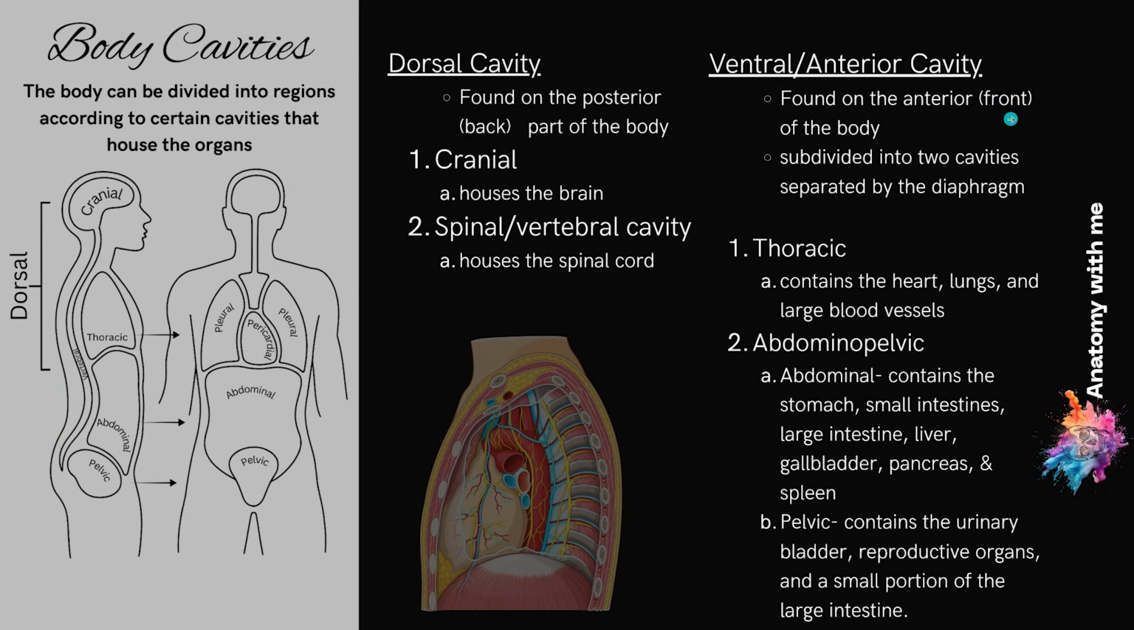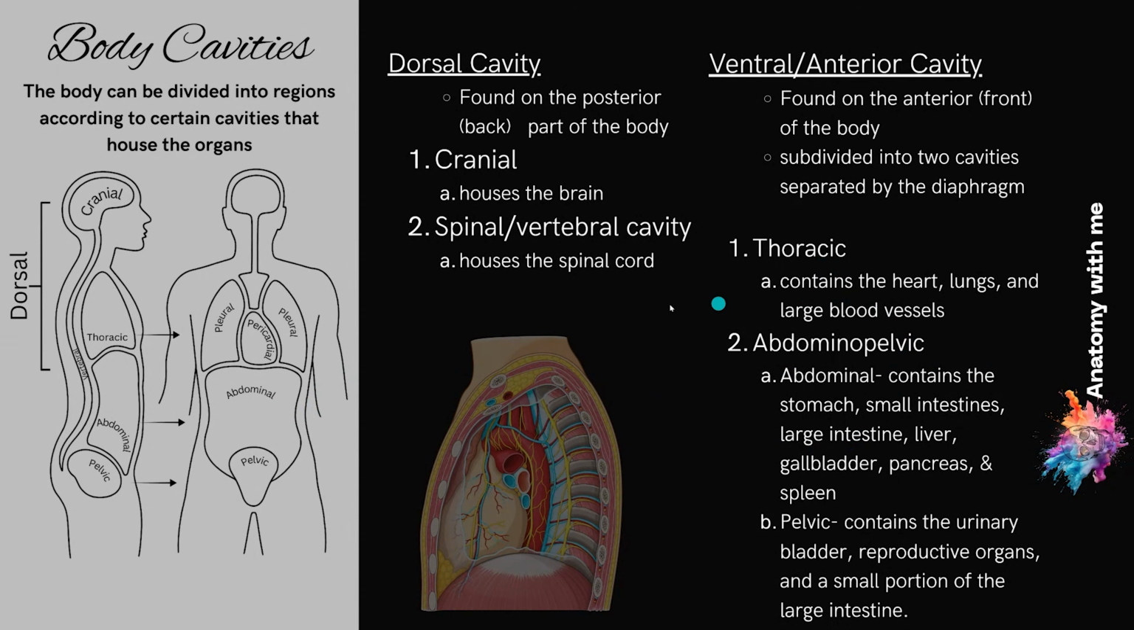In the anterior cavity, we find these on the anterior portion of the body, and it is subdivided into two cavities separated by the diaphragm. So you have the thoracic cavity, which is the most superior part of the anterior cavity, and you have the abdominal pelvic cavity, which is more on the inferior part of the anterior cavities.